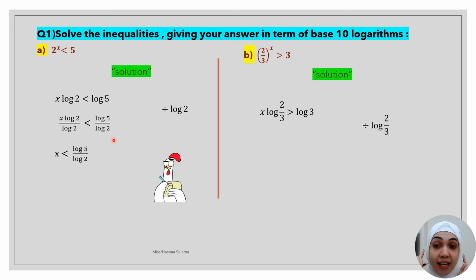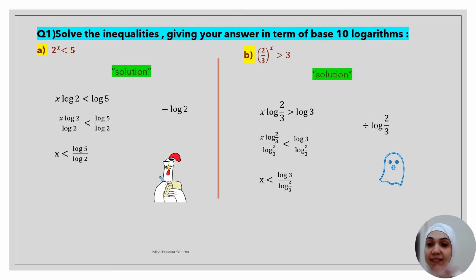If it is a negative number, we will take the inverse sign. Greater than, we will write less than, like this, because the number is less than 1. Okay, that is the answer. All of this.